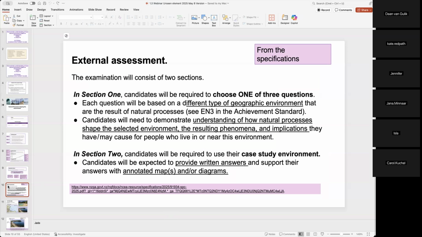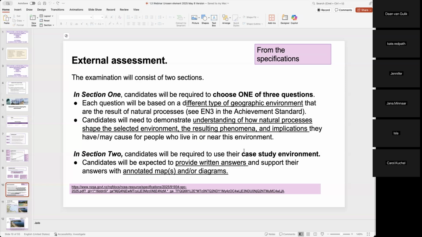Right. So two sections, and we've had lots of questions about this. Section 1 is sort of your unfamiliar section. It's not going to be related to your case study. And it is the area where your students need to apply the knowledge they have about this broad range of natural processes to a question. So there's going to be 3 questions, and your students choose one.